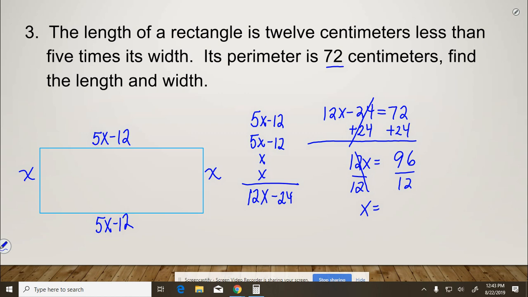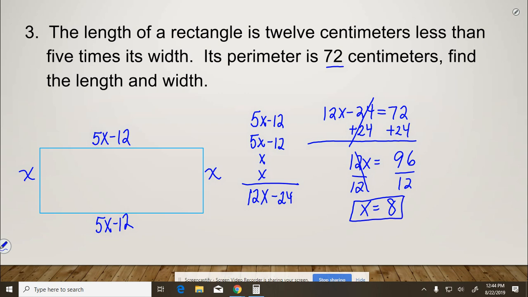12 times 1 is 12, 12 times 2 is 24, 12 times 3 is 36, 12 times 4 is 48, 12 times 5 is 12 more than 48, which is 60, 12 times 6 is 12 more than 60, which is 72, 12 times 7 is 12 more than 72, which is 84, and 12 times 8 is 12 more than 84, which is 96. So our answer is 8.